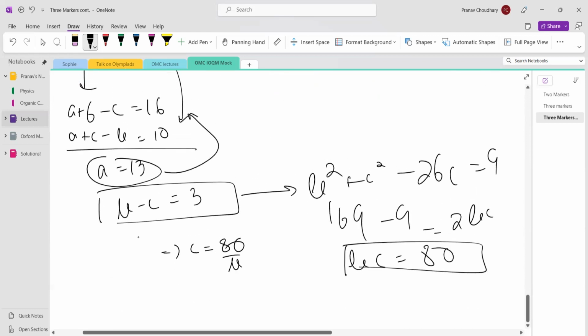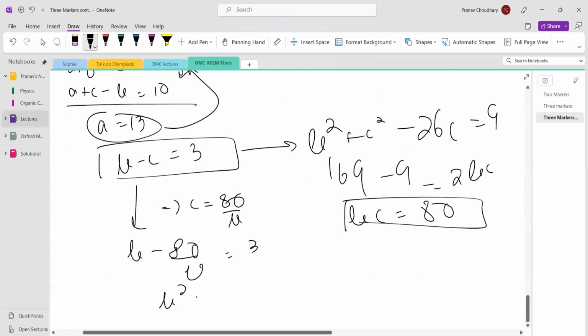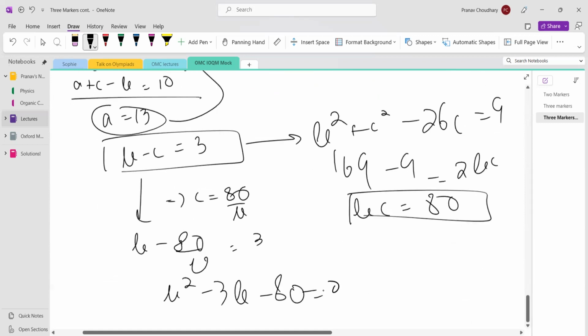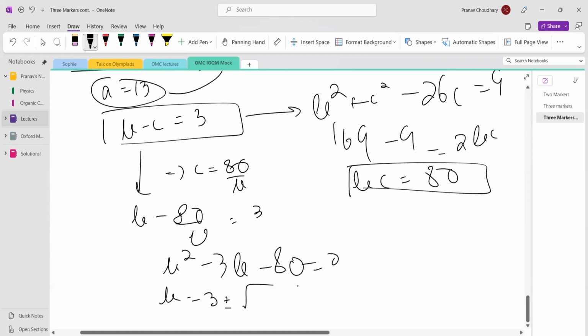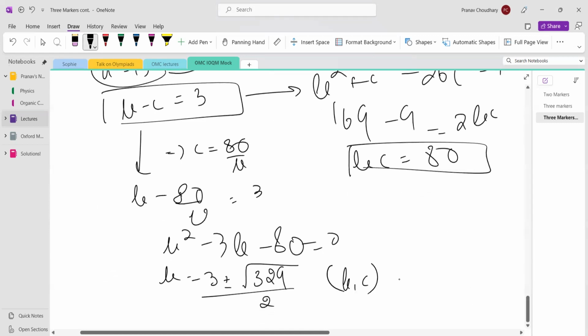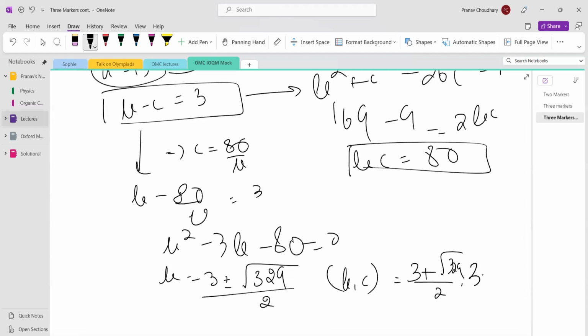So C equals 80 by B. So B minus 80 by B equals 3. So B square minus 3B minus 80 is 0. So B is, this is just the quadratic formula. B square minus 4 is 329 over 2. So basically this just means that B, C are 3 plus root 329 by 2, comma 3 minus root 329 by 2, or the other way around. But that does not really matter. Okay, B should be 3 plus C.